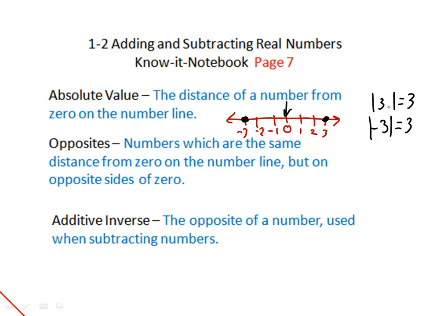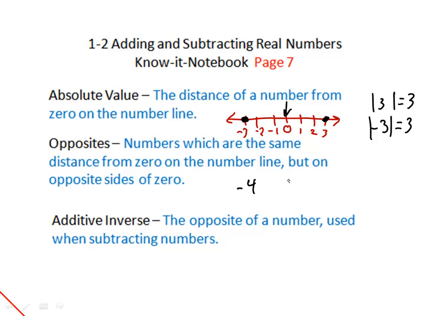So notice that both positive 3 and negative 3 have an absolute value of positive 3 because they're 3 units away. Think about it in terms of distance. If it's 10 miles from Chaska to Waconia, it's not negative 10 miles from Waconia to Chaska, it's positive 10 miles from Waconia to Chaska as well. So that's absolute value. Opposites: numbers which are the same distance from 0 on the number line but on opposite sides of 0.